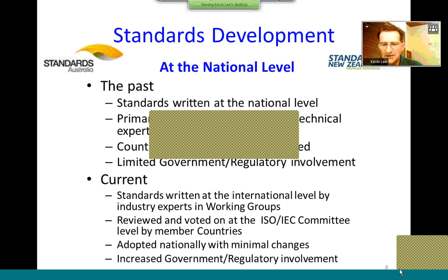And this means that there's increased government and regulatory involvement. So you find that at the national level, the national committee becomes more of a review committee to make sure that the different areas of concern between safety, the environment and industry are working together.